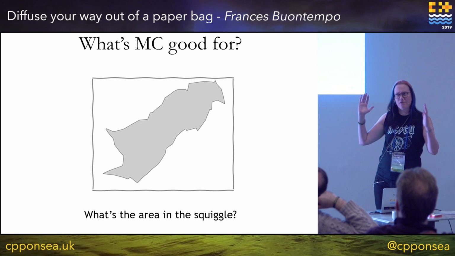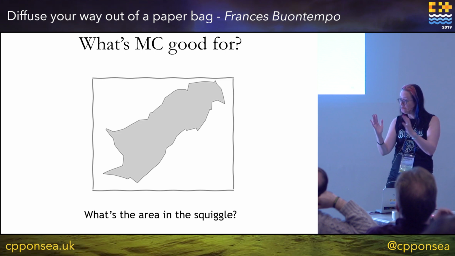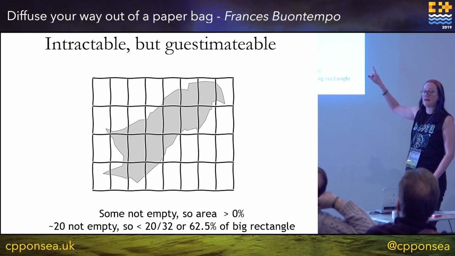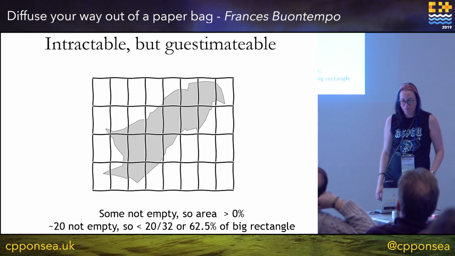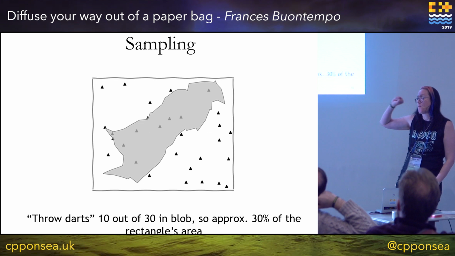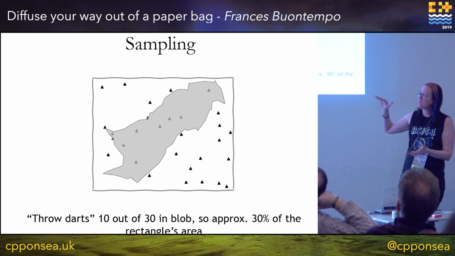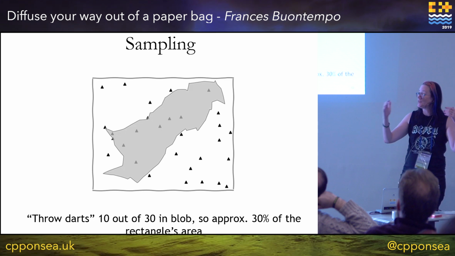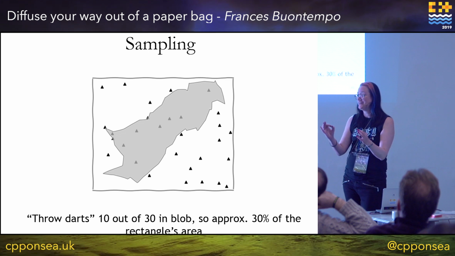It's less than the area of the rectangle, and it's more than 0. So we've got some bounds. I could fill in some squares and just see which have got some in and which haven't, and narrow down the bounds a bit more. Or I could just chuck darts at it and count how many are in and how many are out. And that would give me a proportion of the larger rectangle. If I do that a few times and take an average, I've just made a Monte Carlo simulation.